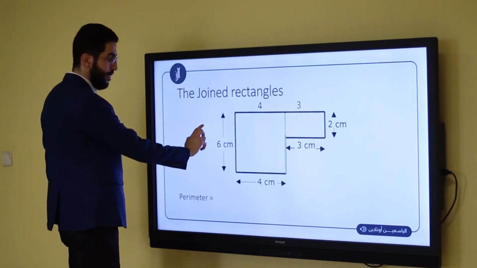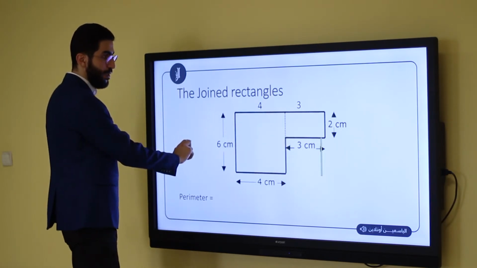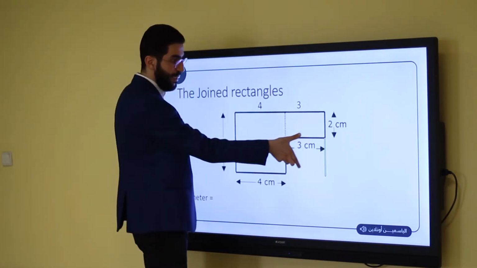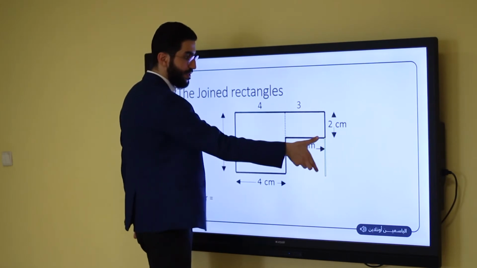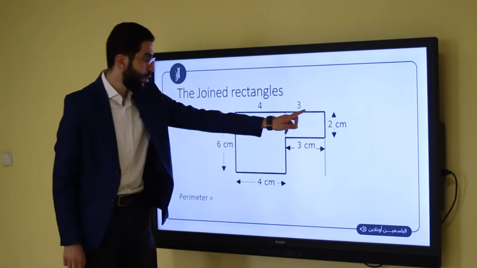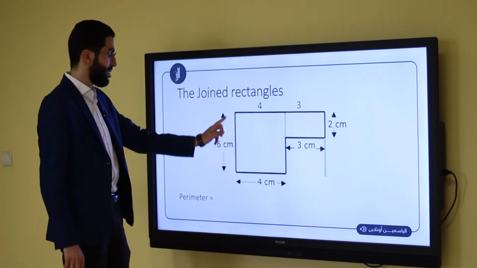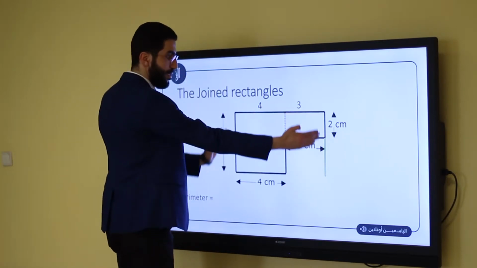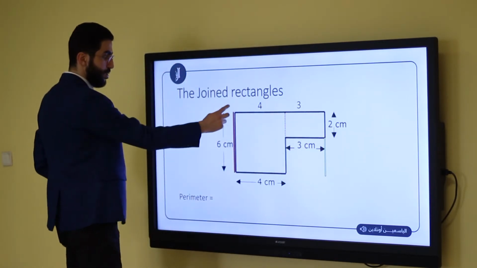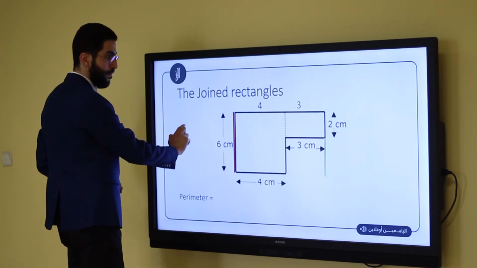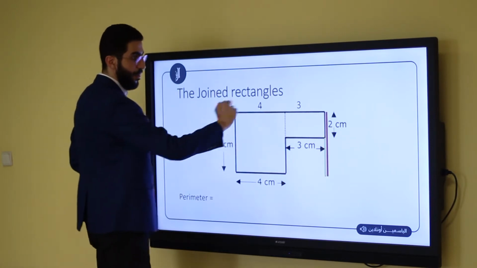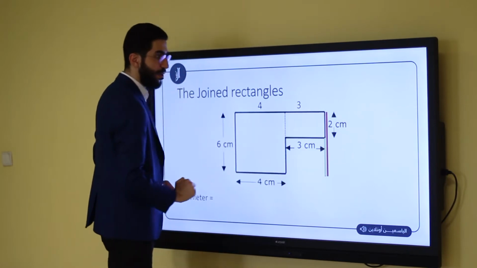So let me show you this one. Let's imagine it's here. We took it to this side. So now we will have this one the same as this one, right? Because they are opposite. So this one is 6. The opposite side should be 6, okay?